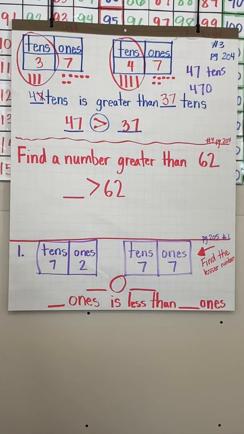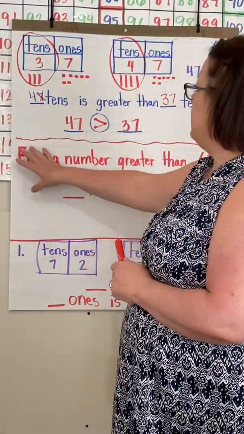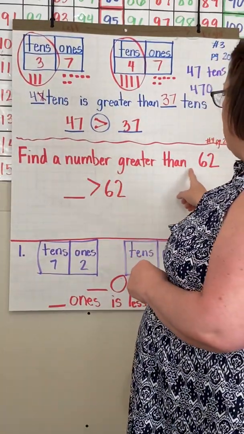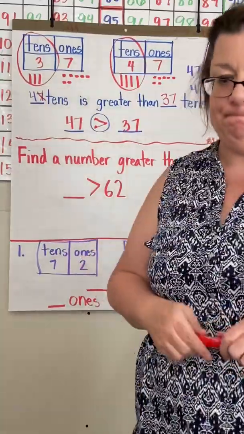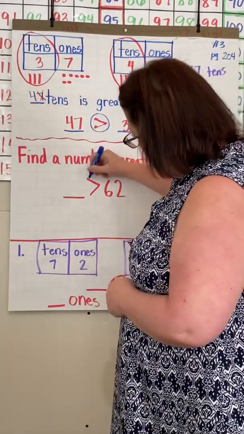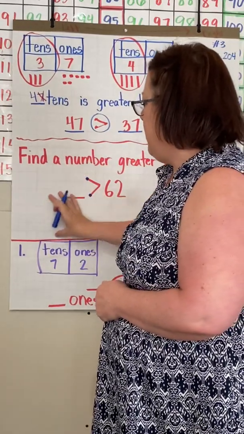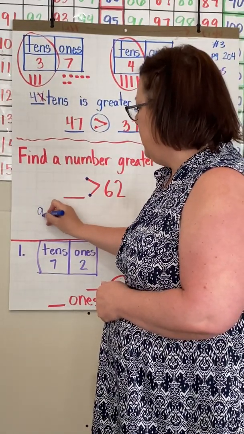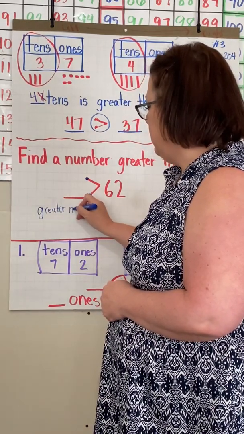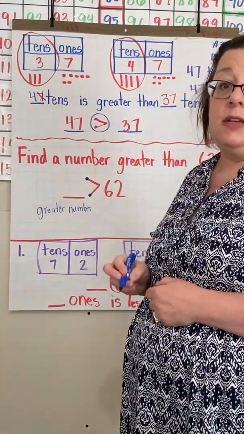Okay, so this was the last problem from your Monday lesson. This is the last problem here, number 4 on page 204, and it says find a number that is greater than 62. I see that it opens this way, so I'm going to put my 2 dots right here because I know that this side means that over here is going to be a greater number, greater than the number 62.